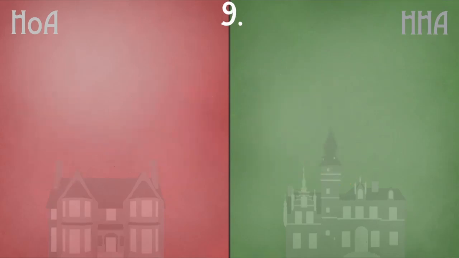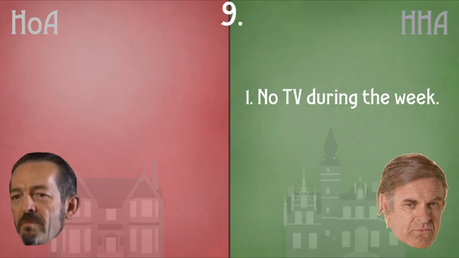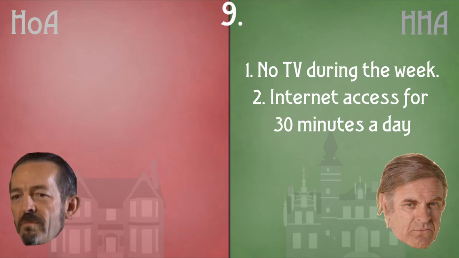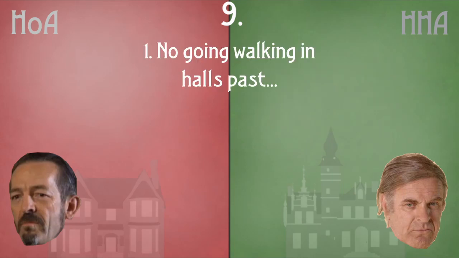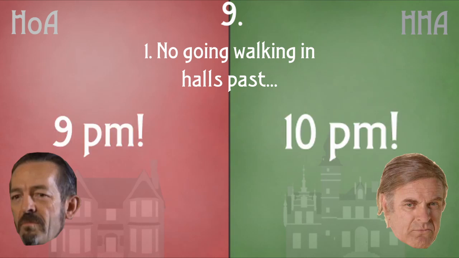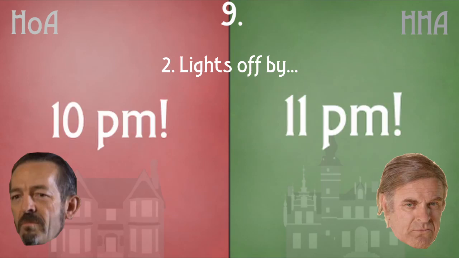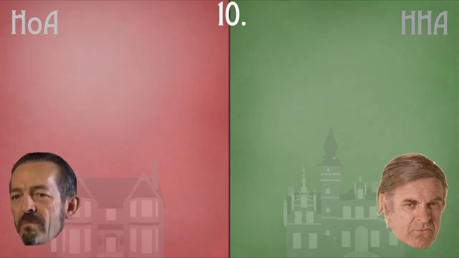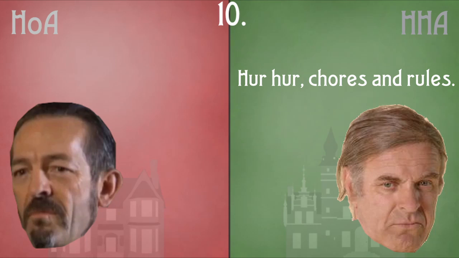There are some differences in the rules of the house. In Het Huis Anubis, Victor voices extra rules such as no TV during the week and internet access for 30 minutes a day. There are also slight changes to two rules: no walking the halls past 9 p.m. is changed to 10 p.m., while lights off by 10 p.m. is lights off by 11 p.m. in Het Huis Anubis. Along with that, Victor in Het Huis Anubis shows the chore and rules list, which Victor in House of Anubis doesn't do.